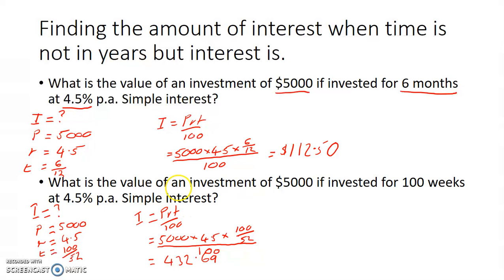What I've found is the amount of interest. The question asks for the end value, or the value of the investment. So I started with 5,000, and I made this in interest. So my end value, which we can call A, is the 5,000 that I started with, plus $432.69, which gives me a value of $5,432.69.